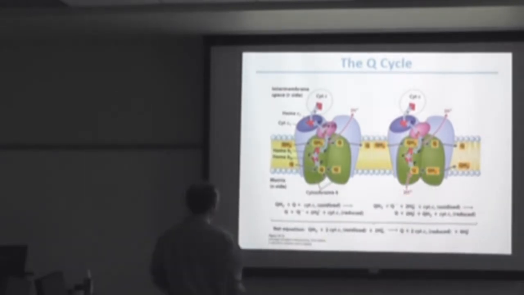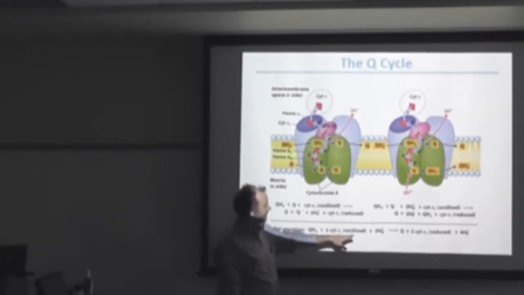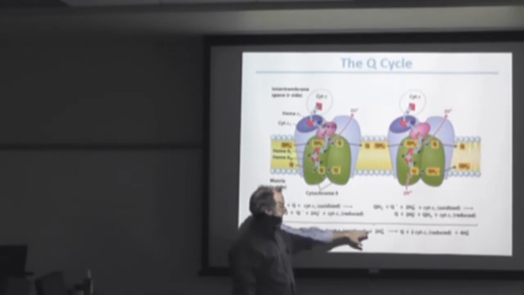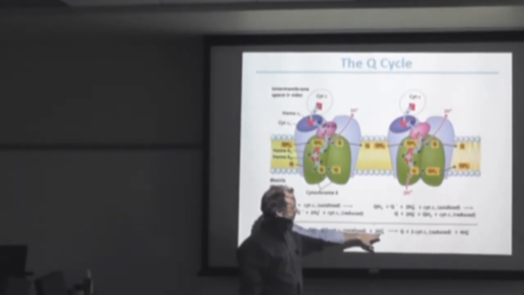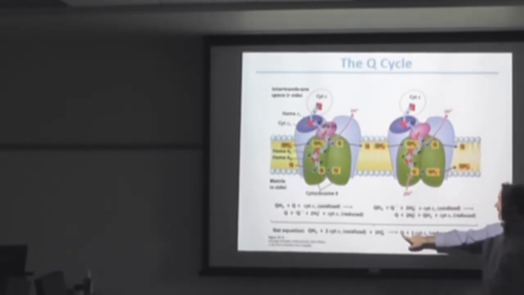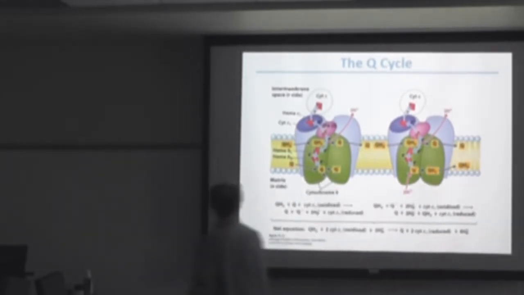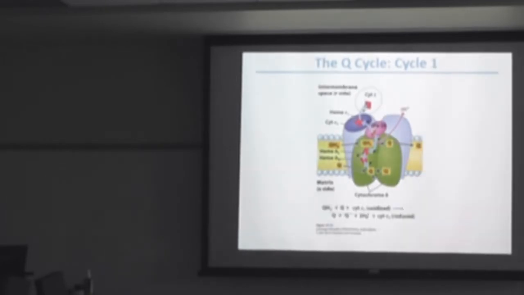So the net equation is with 1 ubiquinol, 2 cytochrome C1s become oxidized. Your net result is you have oxidized ubiquinone, 2 cytochrome Cs that are reduced, and then 4 protons that move against their gradient into the intermembrane space, the P side. And this is the Q cycle.